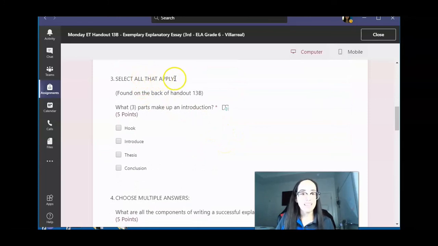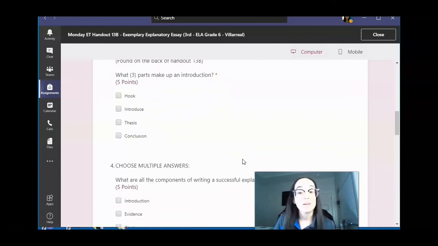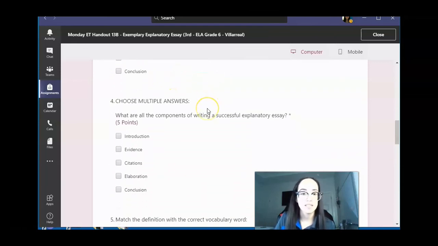Next, select all that apply. So this is going to be a multiple choice. Not only multiple choice, but it's going to be multiple answers. So you do choose more than one answer. What 3 parts make up an introduction? So there's 3 answers here that make up an introduction. We went over this at the beginning of this video when we reviewed the explanatory exemplar essay. So be careful with that because we're looking at the introduction. That's the very beginning of an essay.